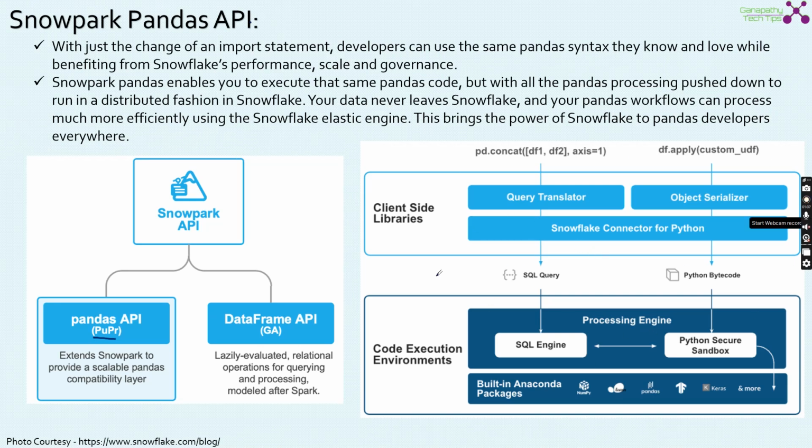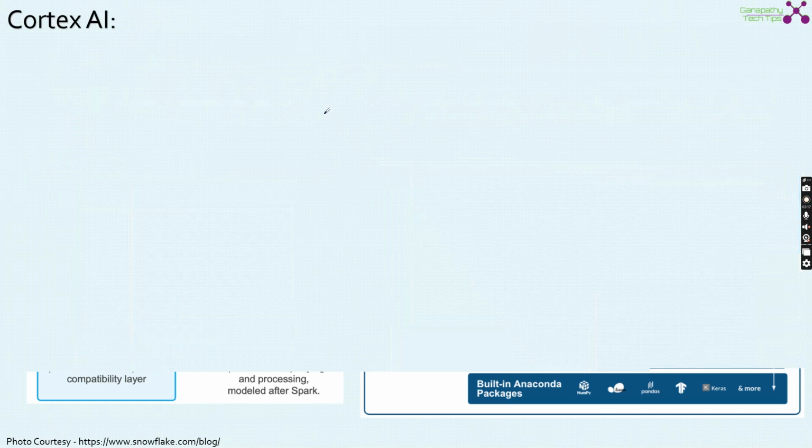This diagram is very important. Now you can see how it is getting executed. Say you have a typical Pandas function, and you are filing it against Snowflake using the Snowpark Pandas API. The query translator and object serializer do the work, using the Snowflake Connector for Python, and it gets translated and processed within the Snowflake engine. Python secure sandbox is also there. Then it is executed with the native built-in Anaconda packages, say TensorFlow, Pandas, scikit-learn and all these things. This is very good from the Python developers' point of view.